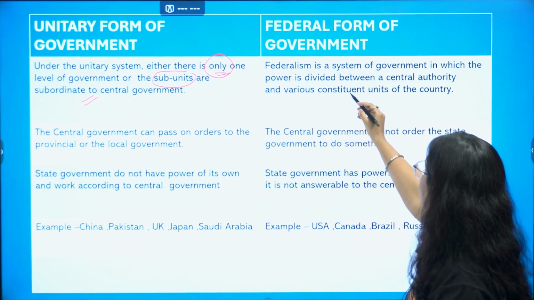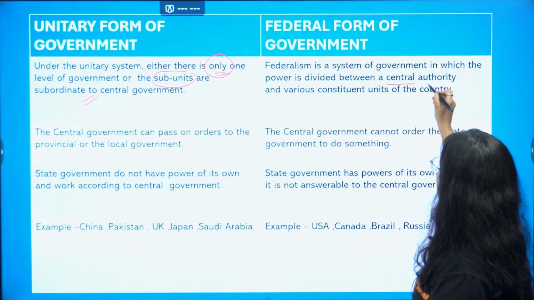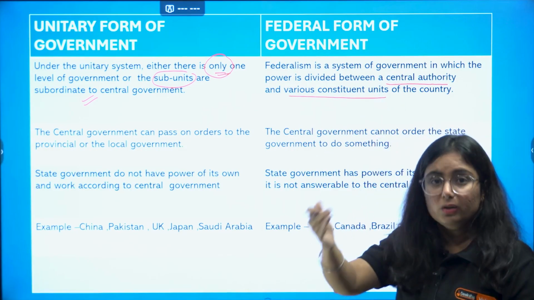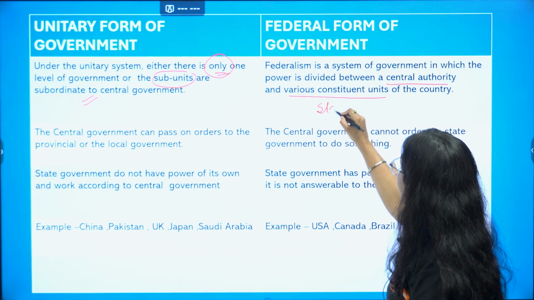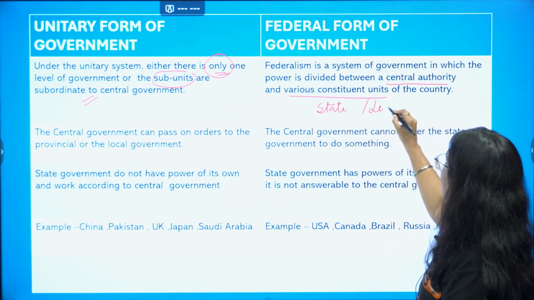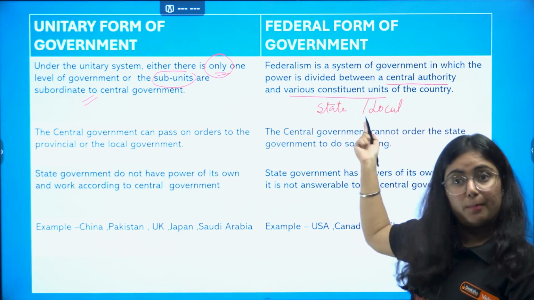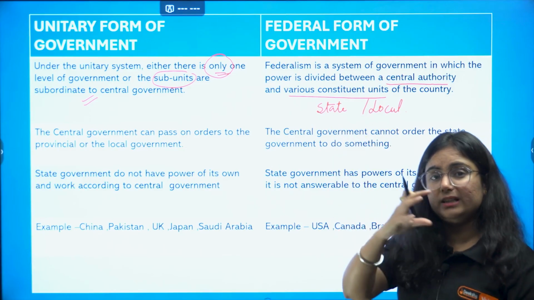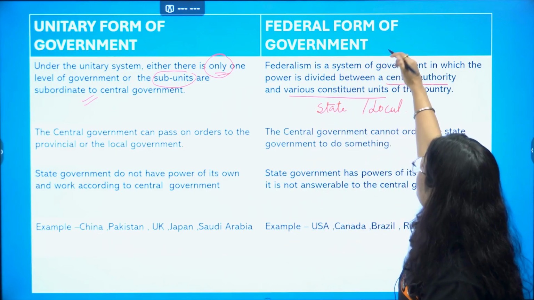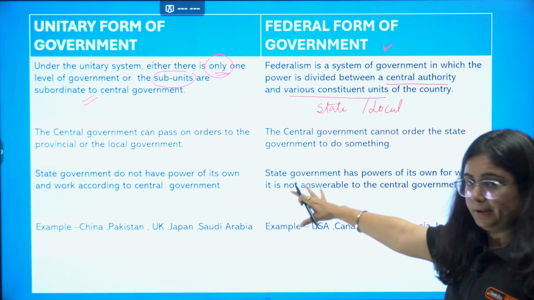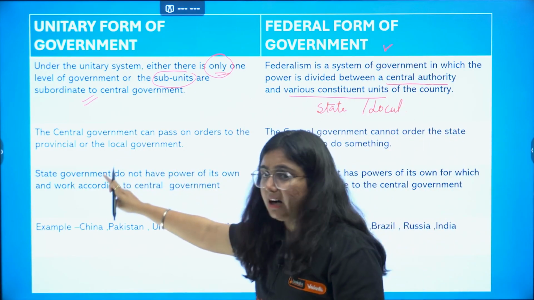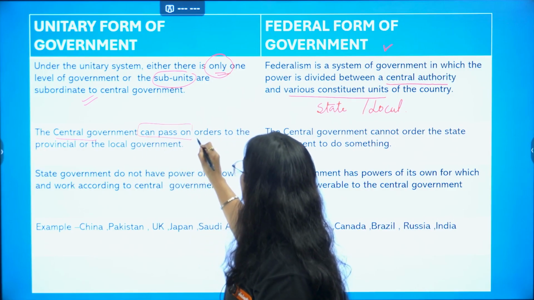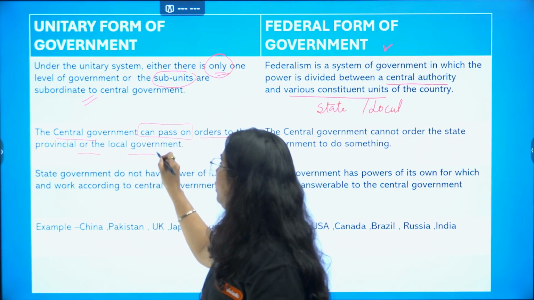Whereas in federalism, the power is divided between the central unit and its various constituent units. It can be state government or local government. Did you get the point? What they have done? They have divided their power between central government and state government. This is what makes it a federal form of government. In unitary government, the central government has power to pass on orders to the provincial or local government.